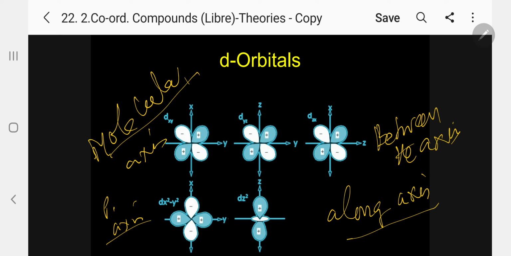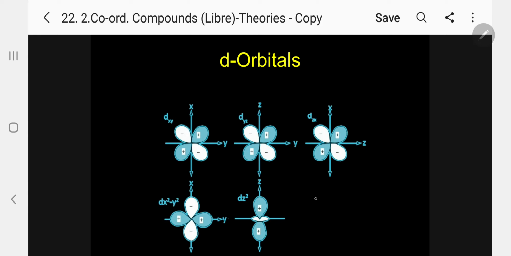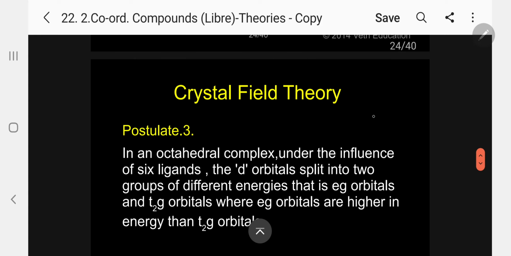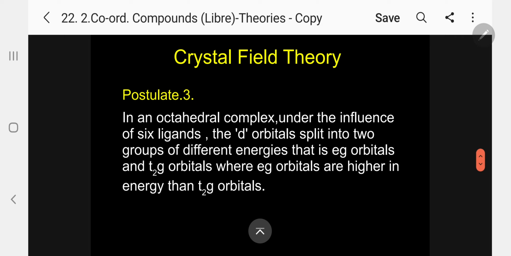So that's why dx square minus y square is shown along the x and y axes, and dz squared along the z axis. Kindly follow. So they are present along the axis, while the other 3 are present between the axes. So a lot of difference is there during the formation of the coordination compound.